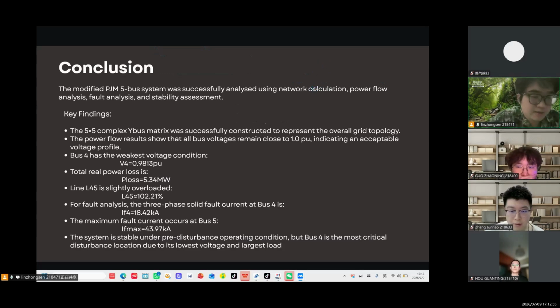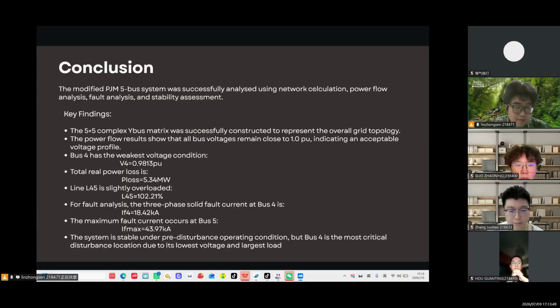Okay, and this is the conclusion. For this part, we summarize the key findings of the modified PJM 5-bus system. First, the Y-bus matrix was successfully constructed in response to the overall network topology for the power flow analysis. All bus voltages remain close to 1 per unit, which means the voltage profile is acceptable. However, bus 4 has the weakest voltage condition with a voltage magnitude of 0.98113 per unit. The total real power loss of the system is 5.34 megawatts.